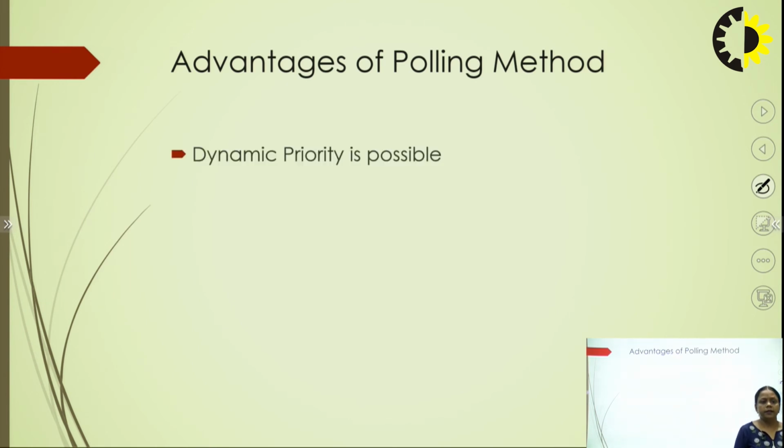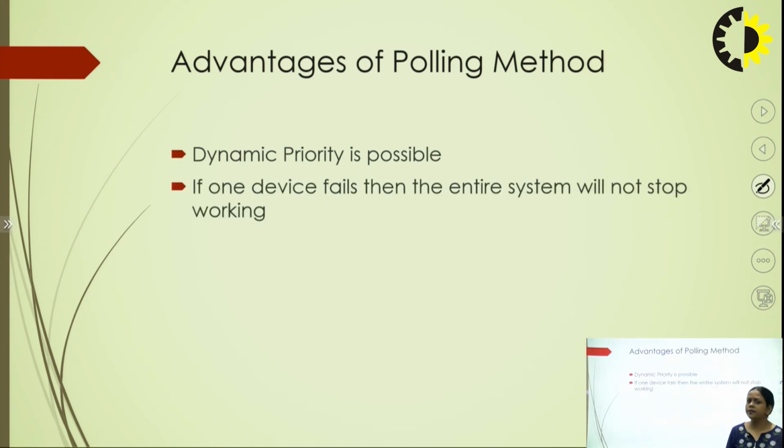In the polling method, dynamic priority is possible. Dynamic priority means we can give priority to any device. If n devices are connected in the system, then we can give the priority to any device. It does not depend on their hardware connection. So we can say that it overcomes the drawback of the daisy chaining method.